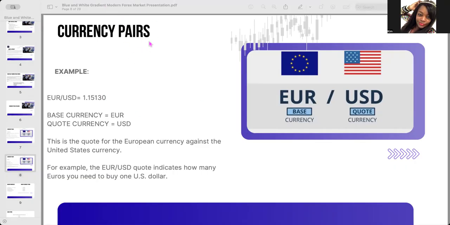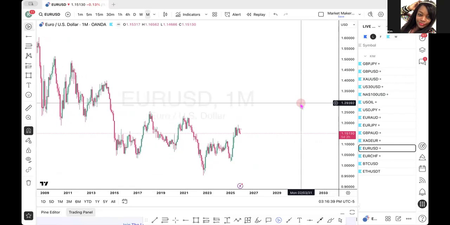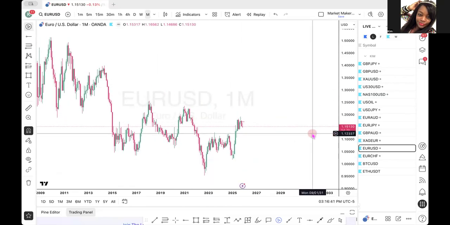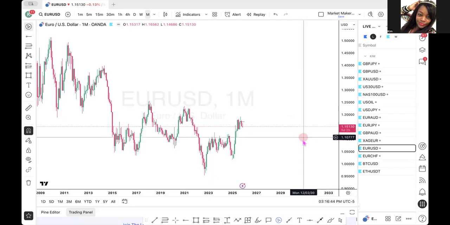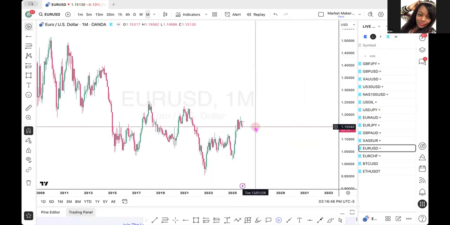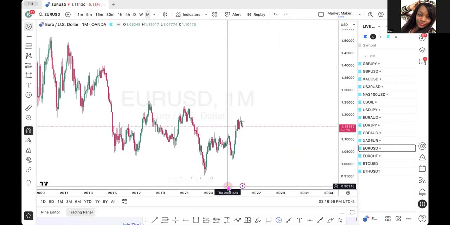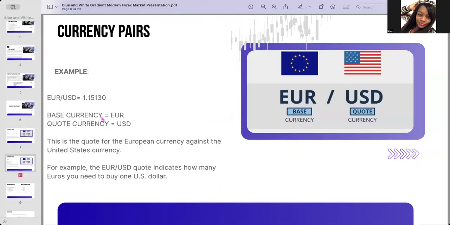And I am going to switch it over to EUR/USD. So I am going to share my TradingView. So you see, this is the EUR/USD. Right now, the market is closed, but the current price, you see it right here with this little dotted line. The current price is 1.15130. So that is where I got that number from. Okay. So let me go back to my slide.